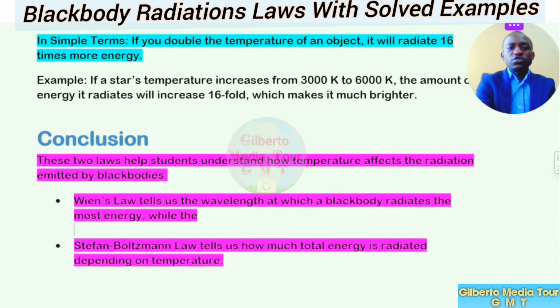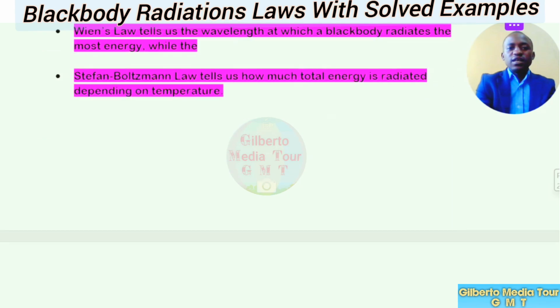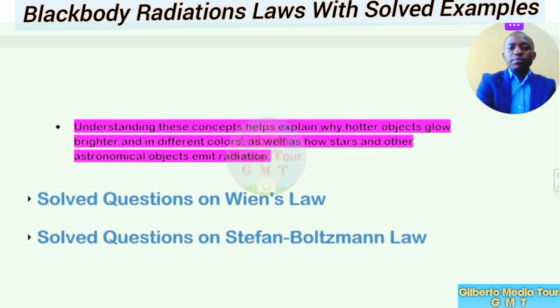So let's look at the conclusion. We can conclude that these two laws help students understand how temperature affects the radiation emitted by a black body, where Wien's law tells us the wavelength at which a black body radiates most energy. It will emit most energy at its minimum wavelength. Stefan Boltzmann law tells us how much total energy is radiated depending on the temperature of a body. So the two laws are important.